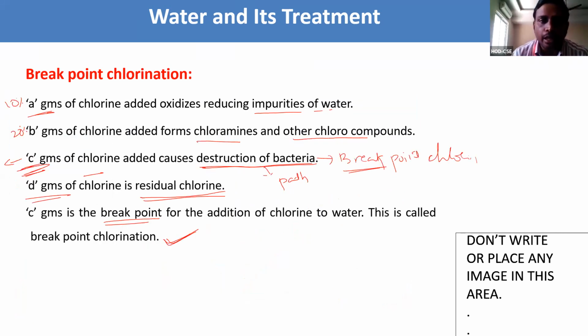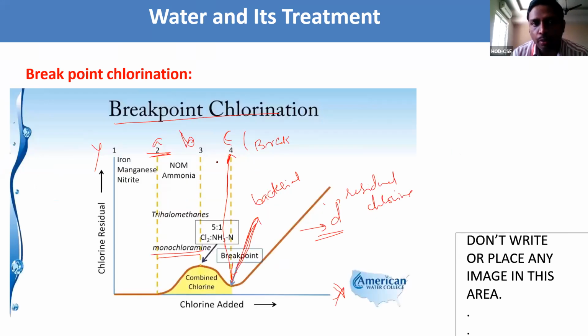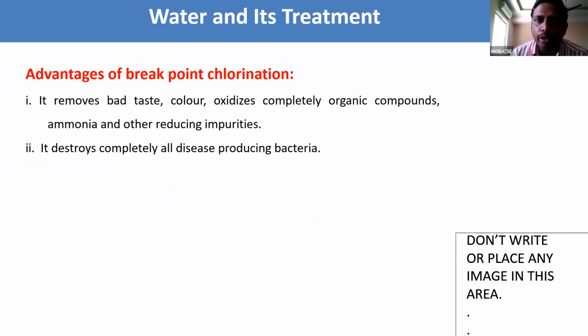Okay, see, this C grams of chlorine added causes the destruction of bacteria. That is called the break point of chlorination. Now, coming to the advantages of the break point of chlorination: it removes the bad taste, color, and oxidizes completely organic compounds, ammonia and other reducing impurities present in the water.